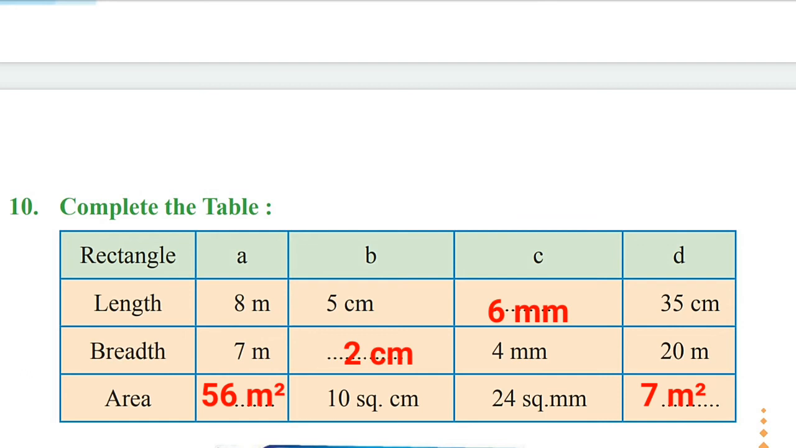B part, we have length 5 centimeter, breadth is not given, area is 10 square centimeter. On dividing we get 2 centimeter breadth. C part, here we have breadth 4 millimeter and area 24 square millimeter. On dividing we get 6 millimeter length. D part, we have length 35 centimeter, breadth 20 meter. On converting length into meter we get 0.35 meter. On multiplying we get the answer 7 meter square area.